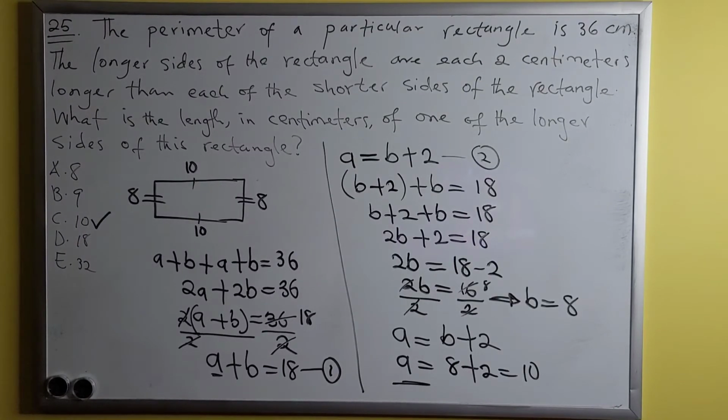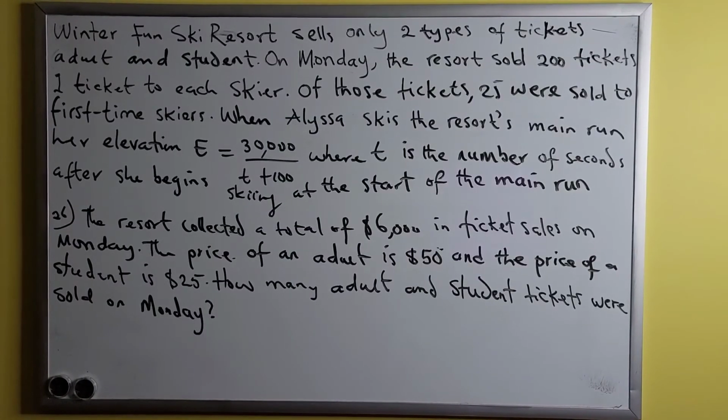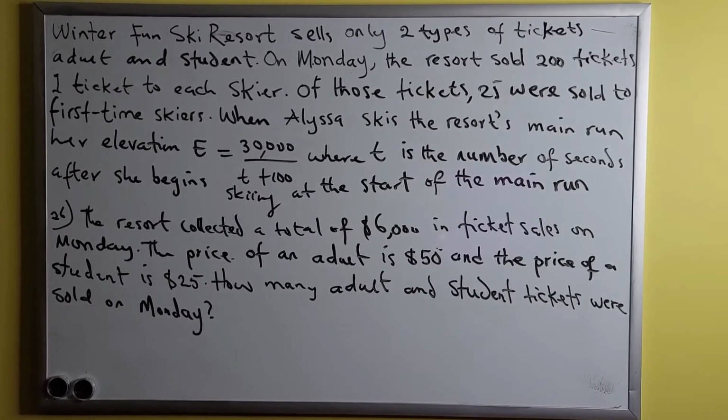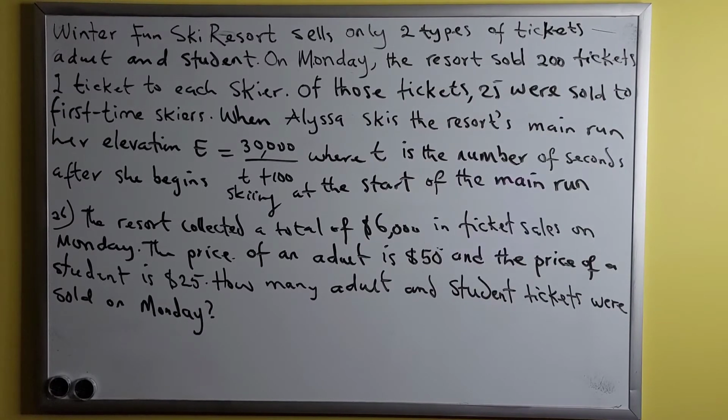Let's go to question 26. So in this question, we're solving questions 26 to 28. So it's a three-part question. The first one says, Winter Fun Ski Resort sells only 2 types of tickets, adult and student. On Monday, the resort sold 200 tickets, 1 ticket to each skier. Of those tickets, 25 were sold to first-time skiers.